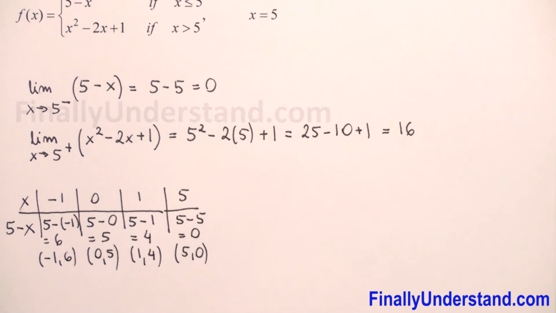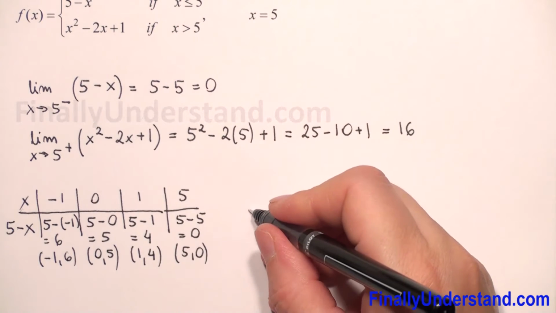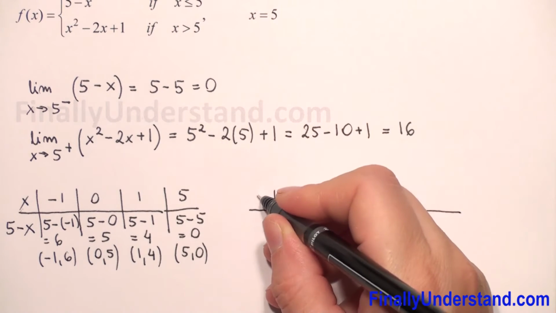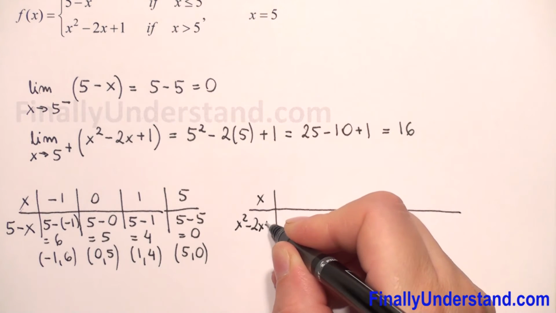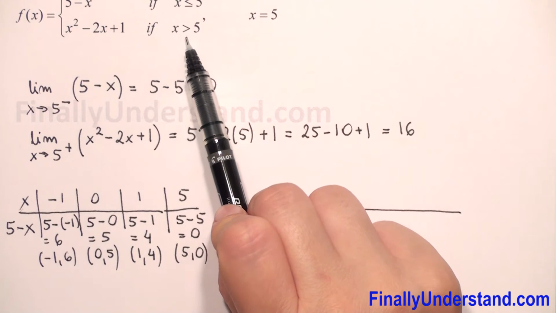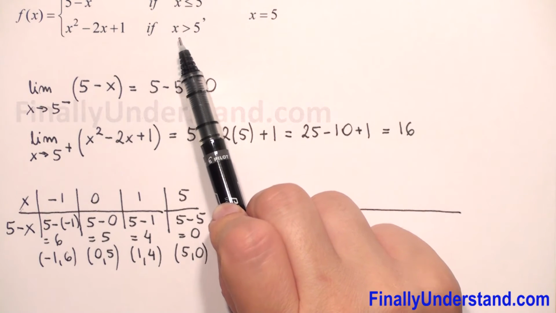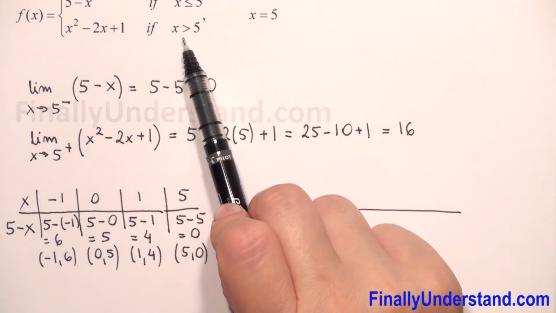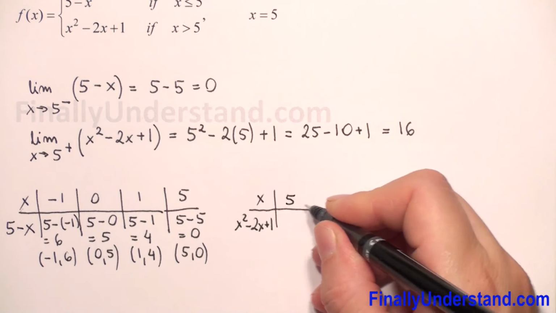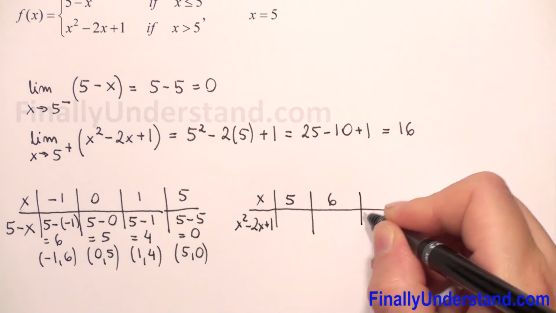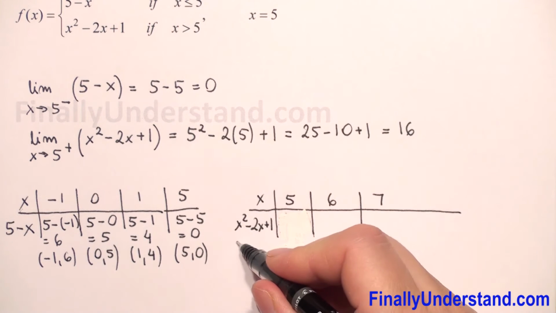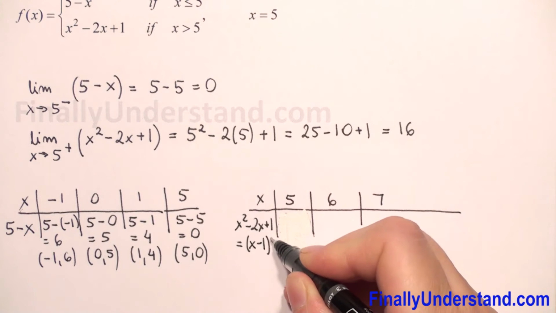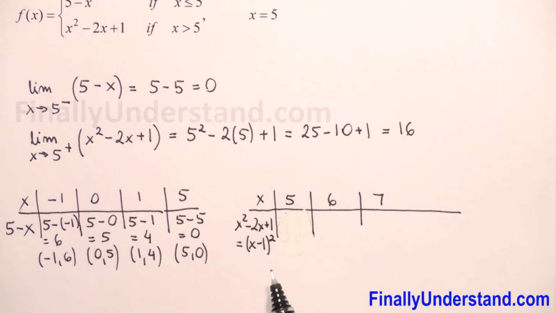Now we have to draw the table for the second part of our function. We have now x squared minus 2x plus 1, and we have to choose x greater than 5. Like before, we check how our function behaves for x equals 5. So we have 5, 6, 7. We have here x squared minus 2x plus 1. We can rewrite this as (x minus 1) squared. So now it will be very easy to calculate the values for our function.